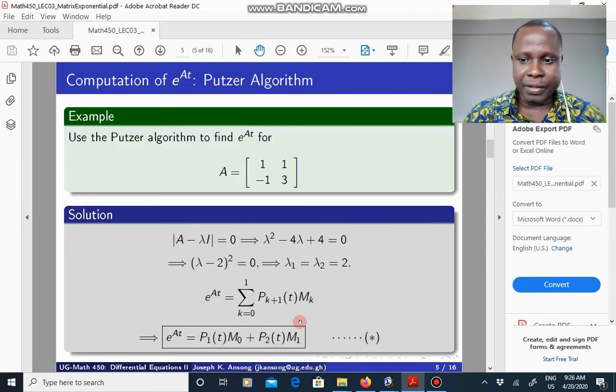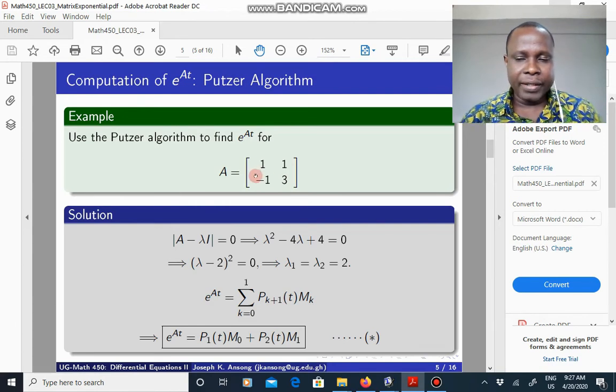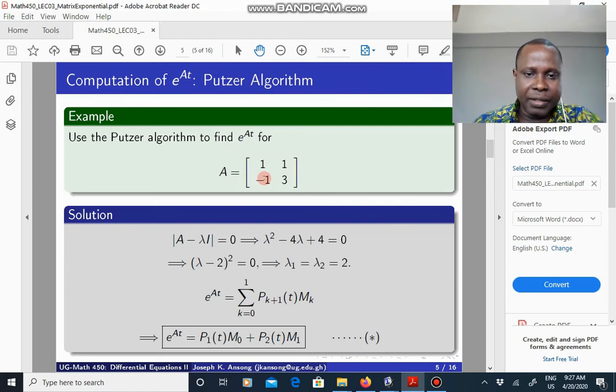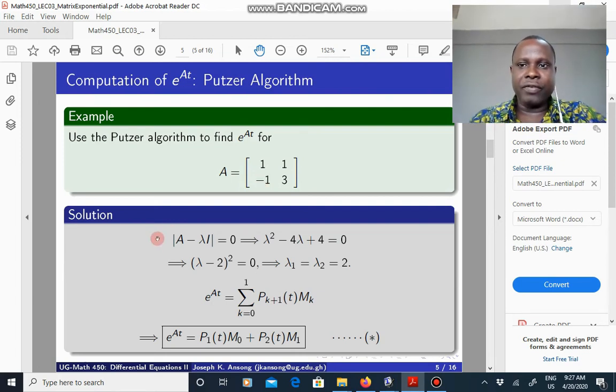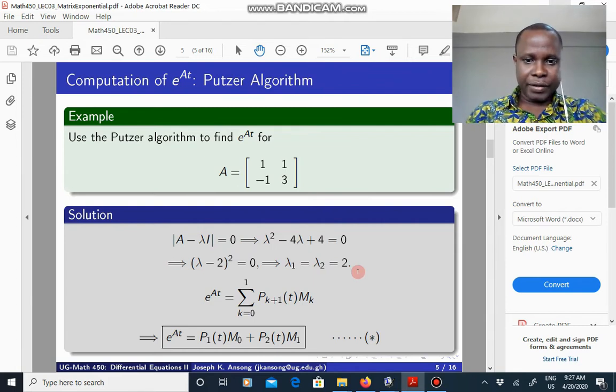So here's a simple example. You have a 2 by 2 matrix, A is equal to 1, negative 1, 1, 3. You want to compute the matrix exponential. So you go straight away to solve for the eigenvalues, as we often do. Solving this, you get lambda 1 and lambda 2 equal to 2, repeated. So lambda 1 and lambda 2 are the same thing.